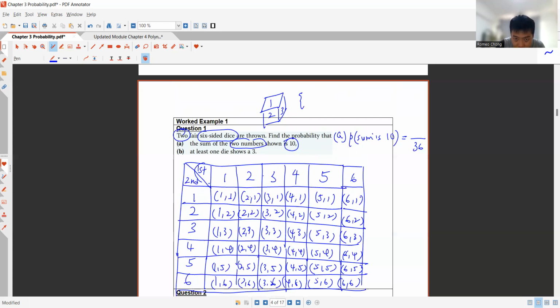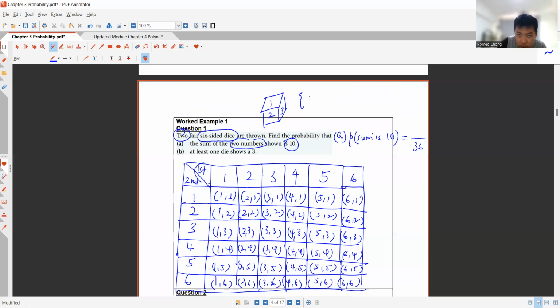So the first one, let's check the first row. Is any one of them equal to 10? No, right? Then the second row: 4 plus 2 is 6, 5 plus 2 is 7, 6 plus 2 is 8. No. Then go to the next row: 4, 3 is 7, 5, 3 is 8, 6, 3 is 9. No, still no. Then go to the next one, which is 6, 4.